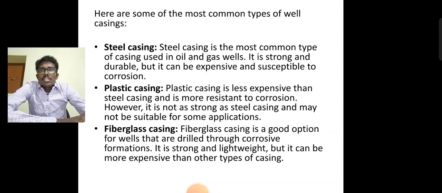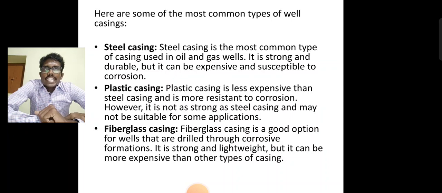These are the most common types of well casing. First, steel casing, the most common type of casing used in oil and gas wells. It is strong and durable but expensive and susceptible to corrosion. Plastic casing is less expensive than steel casing and more resistant to corrosion. However, it is not as strong as steel casing and may not be suitable for some applications, but we can use plastic casing for groundwater and water wells. Fiberglass casing is a good option for wells drilled through corrosive formations. It is strong and lightweight, but it can be more expensive than other types of casing.